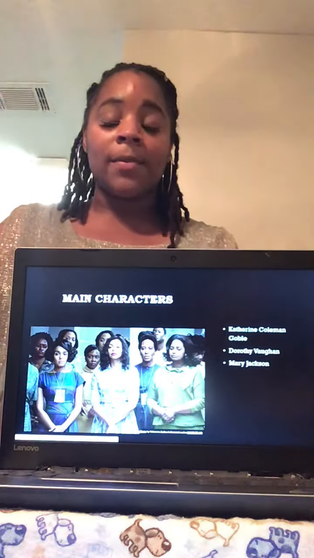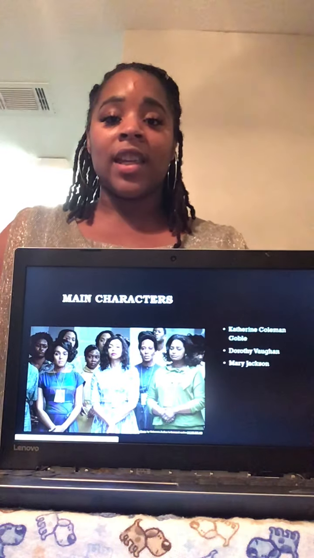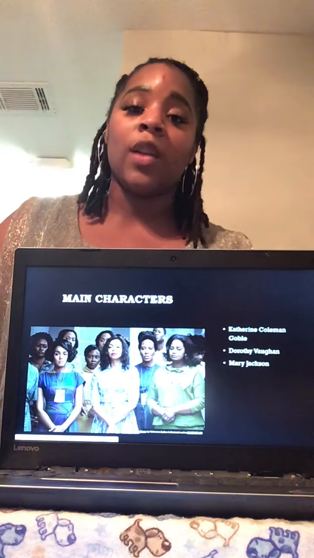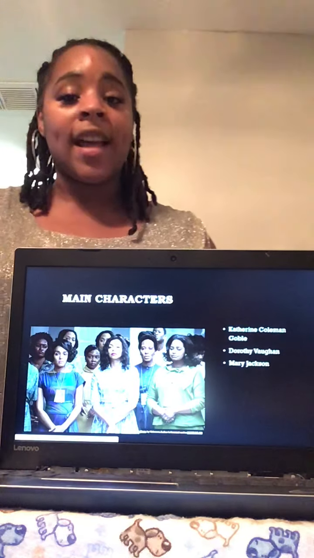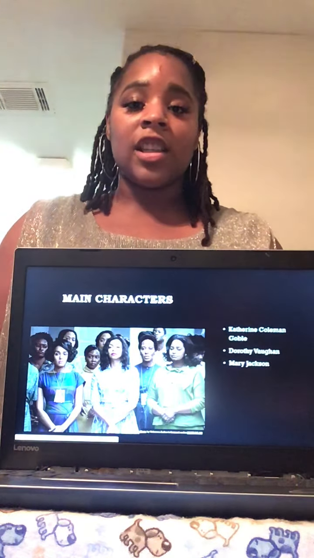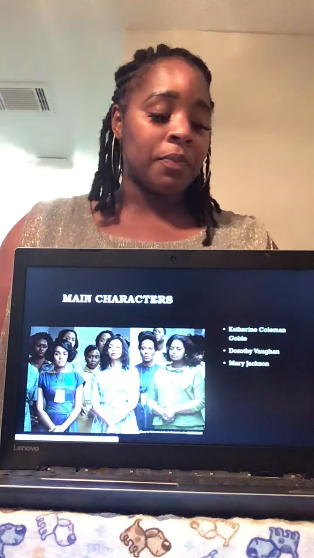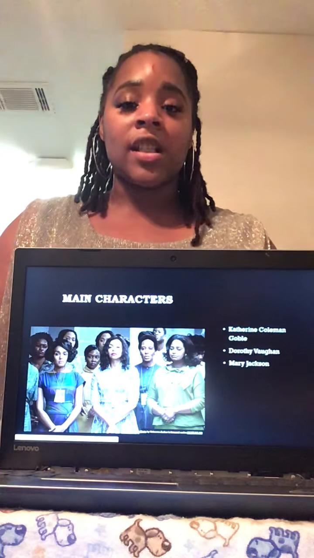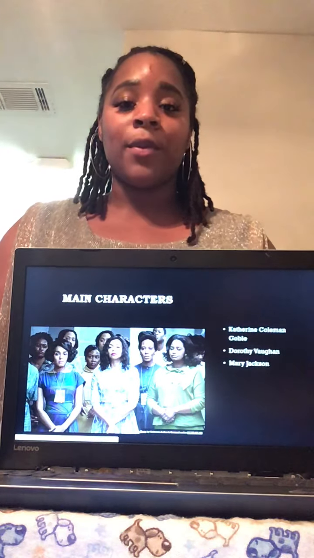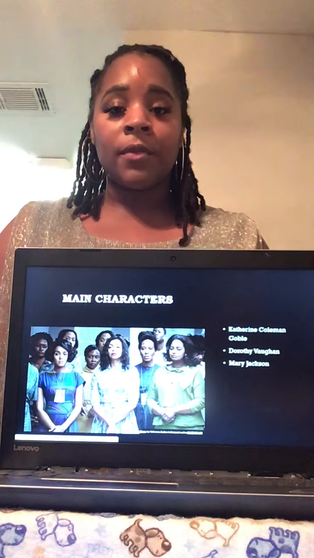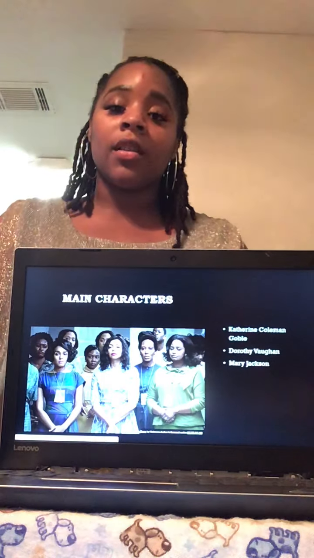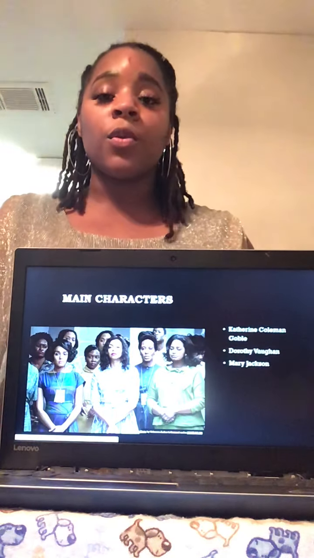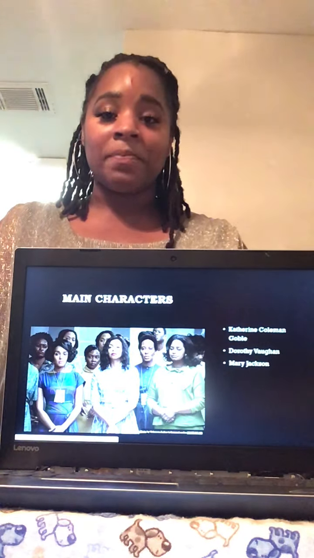And also we have Miss Mary Jackson. Mary Jackson is a very smart, educated woman who wants to be an engineer. However, she feels as though she cannot be an engineer because you have to have taken some courses that are only available at an all white high school, and colors are not allowed until the judge rules that she can attend those classes.